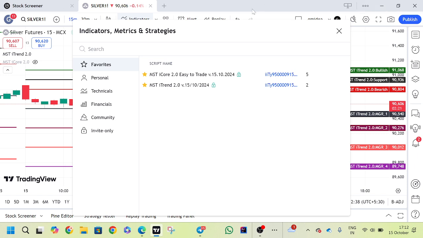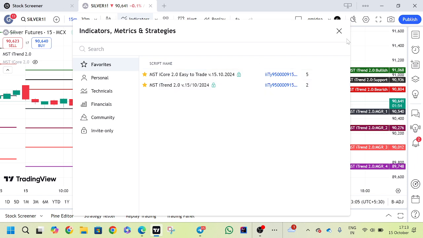Now, we have only two versions. One is iCore 2.0, another one is iTrend 2.0. You will get iTrend 2.0 only if you buy iCore 2.0. But we don't recommend both indicators immediately for freshers. You start with iCore 2.0, you practice it, then you can get iTrend 2.0.